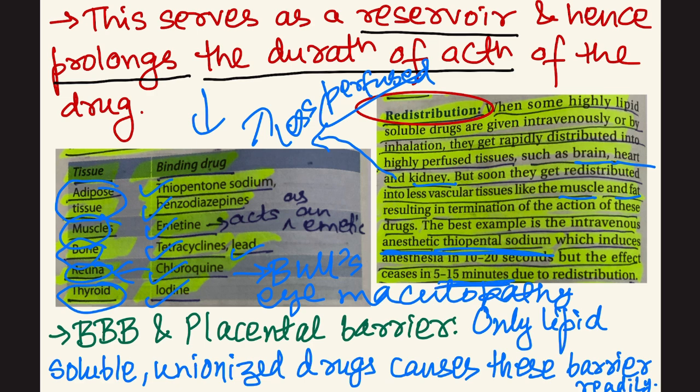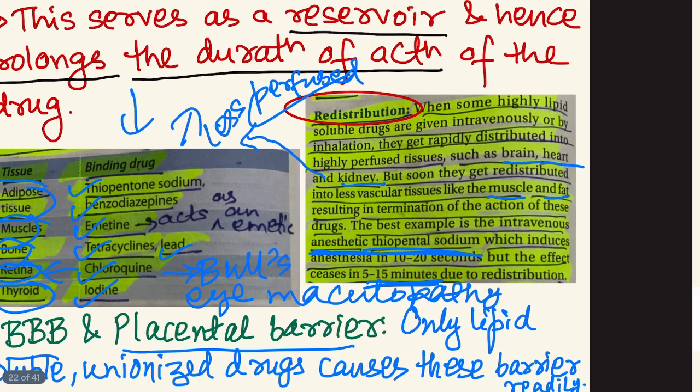Now, a small description about the different barriers, that is the blood-brain barrier and then we have the placental barrier. Both these barriers are basically made up of cells, so in that case, we will have cell membrane. As a result, only the lipid-soluble drugs, which are unionized and non-polar in nature, will easily cross this barrier, whereas the ionized drugs will not be able to penetrate through this barrier. So this is about the blood-brain barrier and the placental barrier.